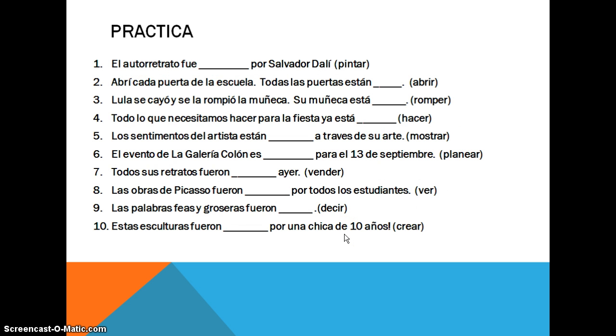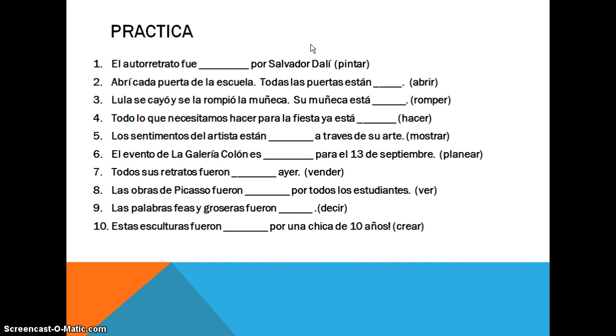So let's do some practice. This is more what your test is going to look like. And your test is actually fill in the blank, so it's not going to have beautiful little multiple choice questions for you. It's just, is it right or wrong? Did you do it right or not? Okay, El autorretrato fue blank por Salvador Dalí.